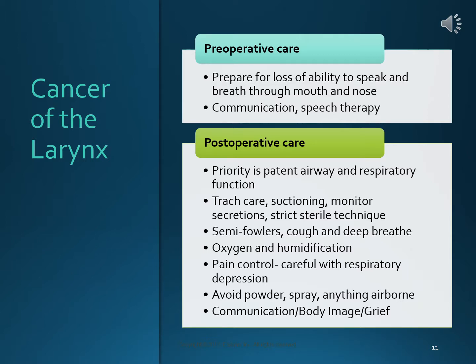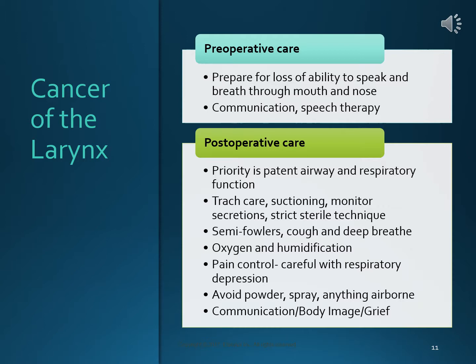Postoperatively, the priority is always patent airway and respiratory function. Remember ABC. So patent airway and respiratory function trumps everything here. They will have a tracheostomy. So trach care, suctioning, monitoring their secretions is important, and you need to use strict sterile technique. Semi-Fowler's position, you never lay these people flat. And coughing and deep breathing is important. They will have a lot of secretions and they're going to be coughing through a trach, and so that's going to be a very different experience for them.